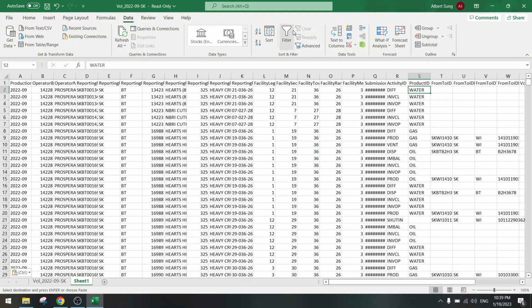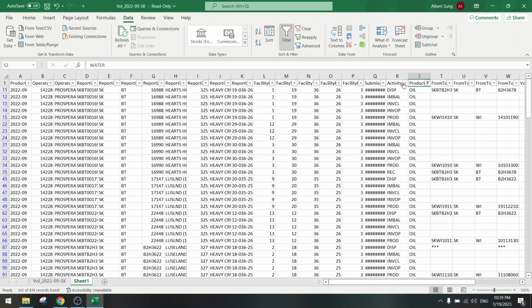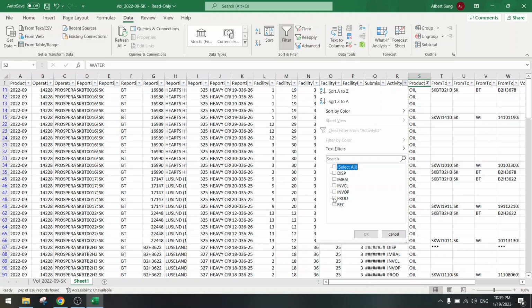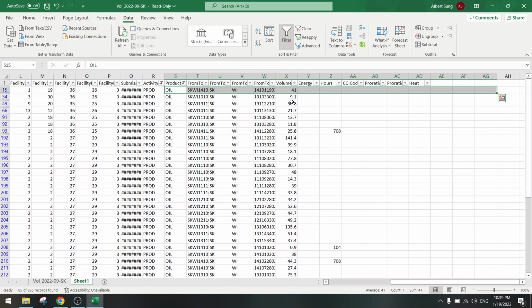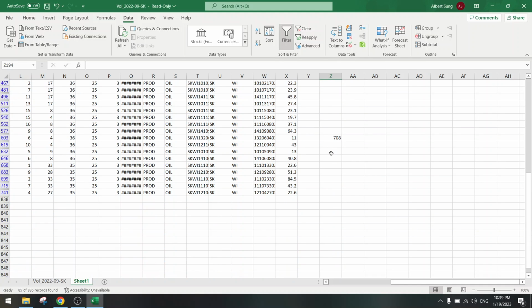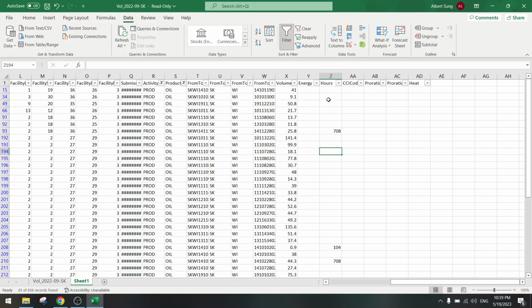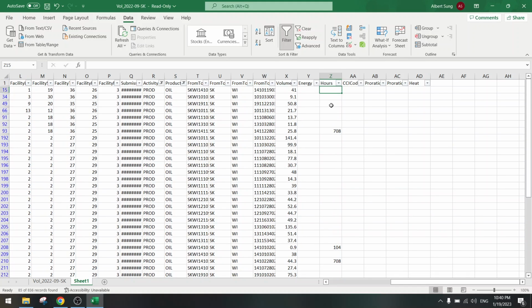And then we take only the oil. They also have gas, but it's mostly oil. Then production. So this is all the data. That's the volume that they produced and the amount of hours. I don't know why some of them don't have the hours in them, but let's take the maximum amount of hours, which is 720.